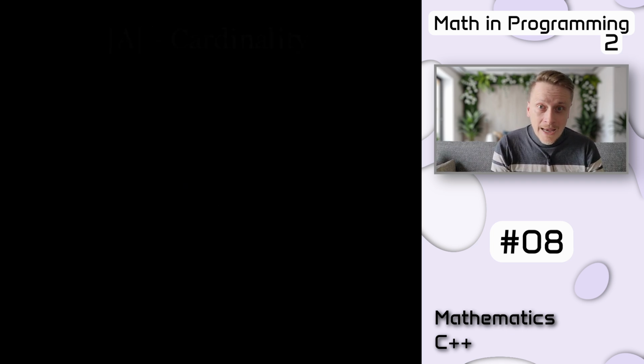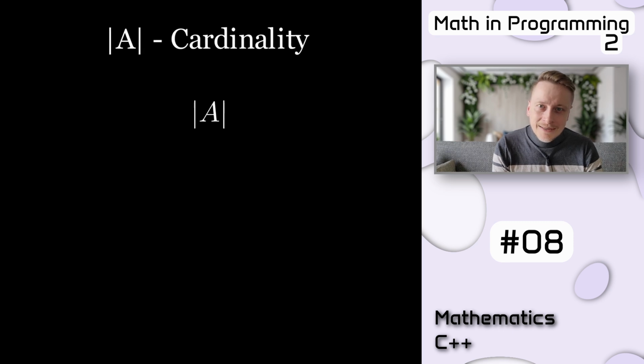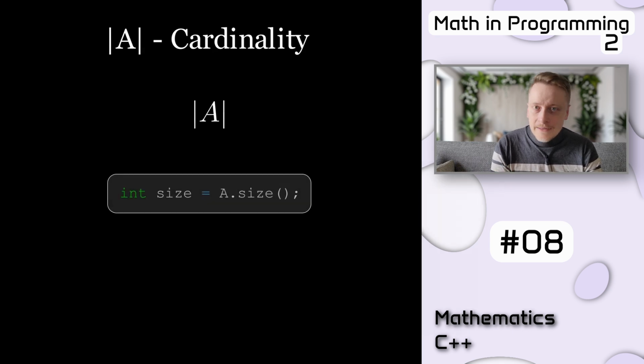Another important concept is cardinality, written as vertical bars around A in this case, |A|. It simply means the number of elements in a set. In C++, the size method gives you this instantly for almost everything. Cardinality is crucial for understanding the complexity of algorithms, sizing data structures, and analyzing problems in combinatorics and others.